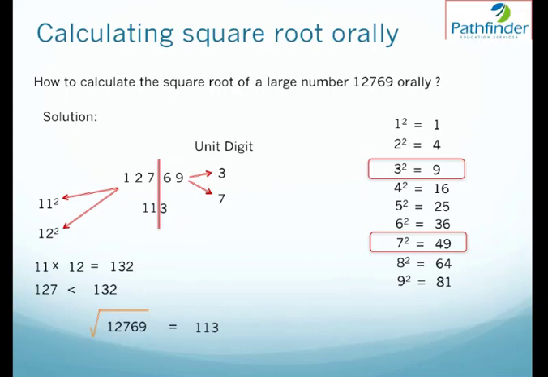So you see how easily we could calculate the square root of perfect squares, even large perfect squares, orally. You can simply take random square roots and practice more and more. The more you practice, the faster you can calculate the square roots.